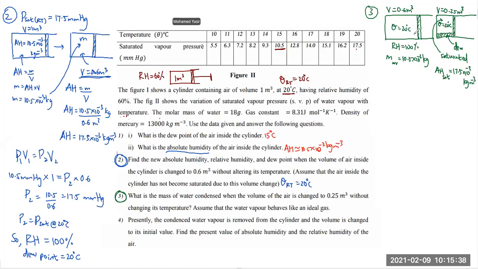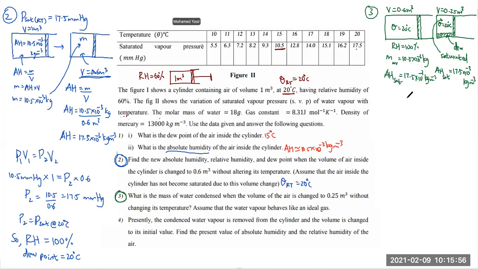So here it is saturated now, at 20 degrees. Here it was saturated too. At that time, the absolute humidity was how much? We found it. That was 17.5 into 10 to the power minus 3. So the same absolute humidity is going to remain here as well.